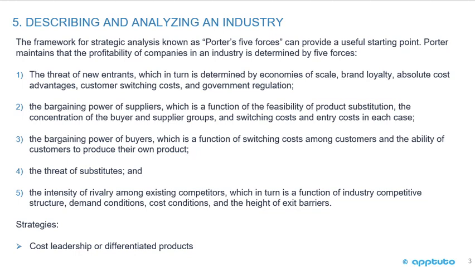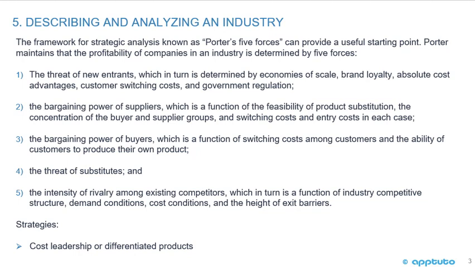Number 2, the bargaining power of suppliers, which is a function of the feasibility of product substitution, the concentration of the buyer and supplier groups, and switching costs and entry costs in each case. Number 3, the bargaining power of buyers, which is a function of switching costs among customers and the ability of customers to produce their own product.